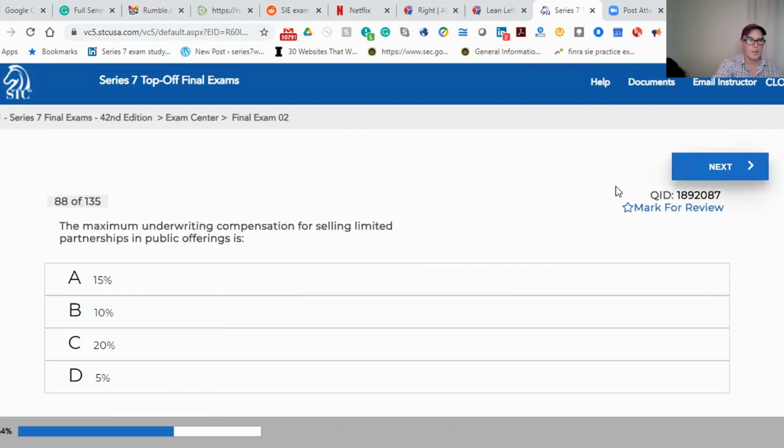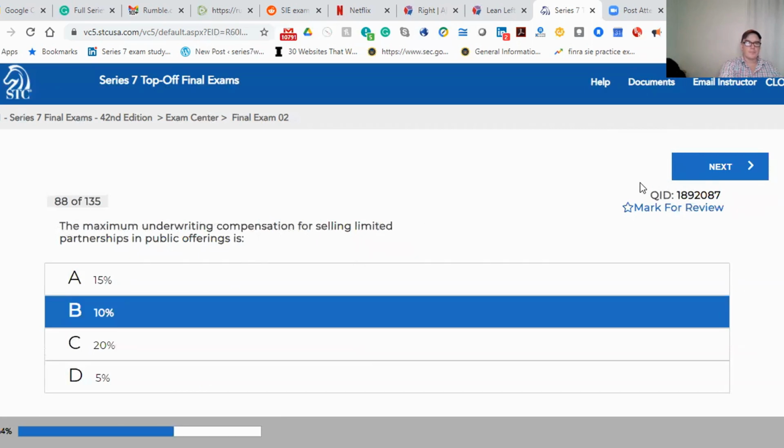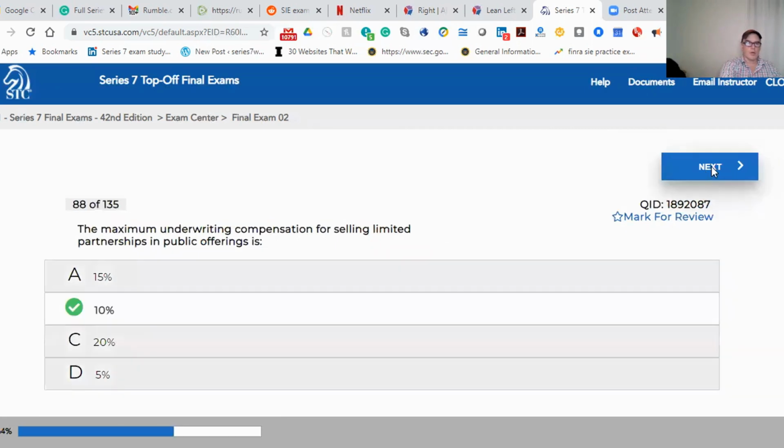The maximum underwriting compensation for selling limited partnerships should be, it's not 5% because that's for stocks and bonds. It should be 10%. Could be wrong. Boom, there it is. So anything with a prospectus or new issue or something like that is not going to be subject to the 5% guideline.